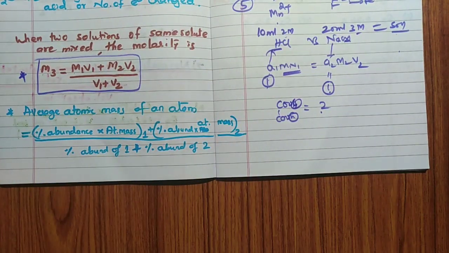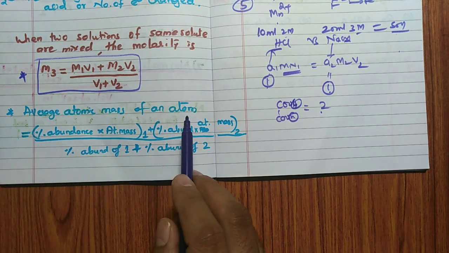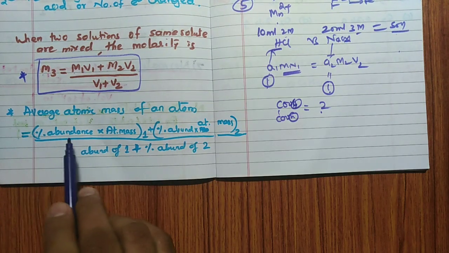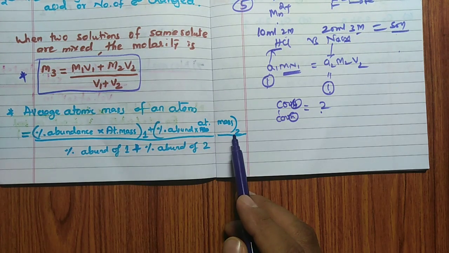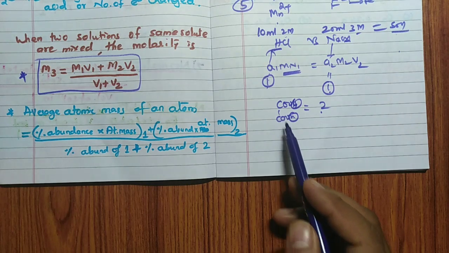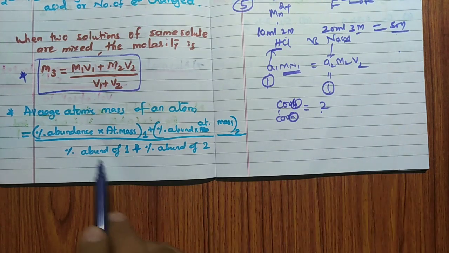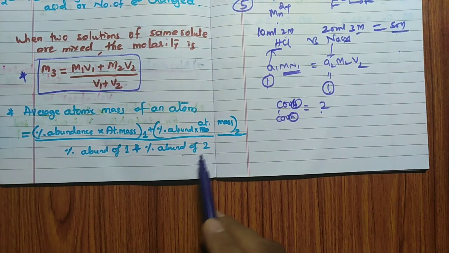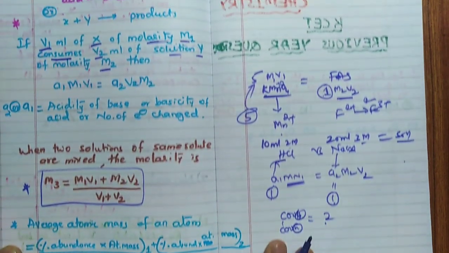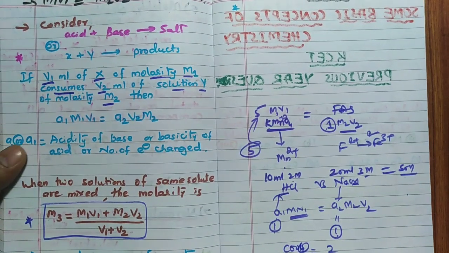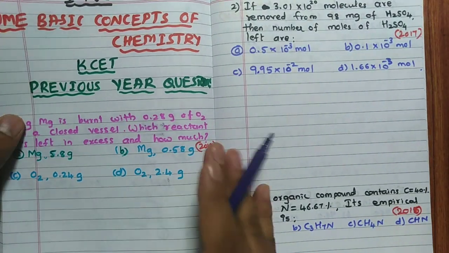Then if the isotopic abundance is given, the average atomic mass of the element is the percentage abundance into atomic mass of the first isotope, plus percentage abundance into atomic mass of the second isotope, and if it has a third, percentage abundance into atomic mass of the third isotope, divided by the sum of the percentage abundances of 1, 2, 3, like that. So average atomic mass can be calculated in this particular case. So these are the important points in the synopsis part of the basic concepts of chemistry. Then we will solve the questions on this.